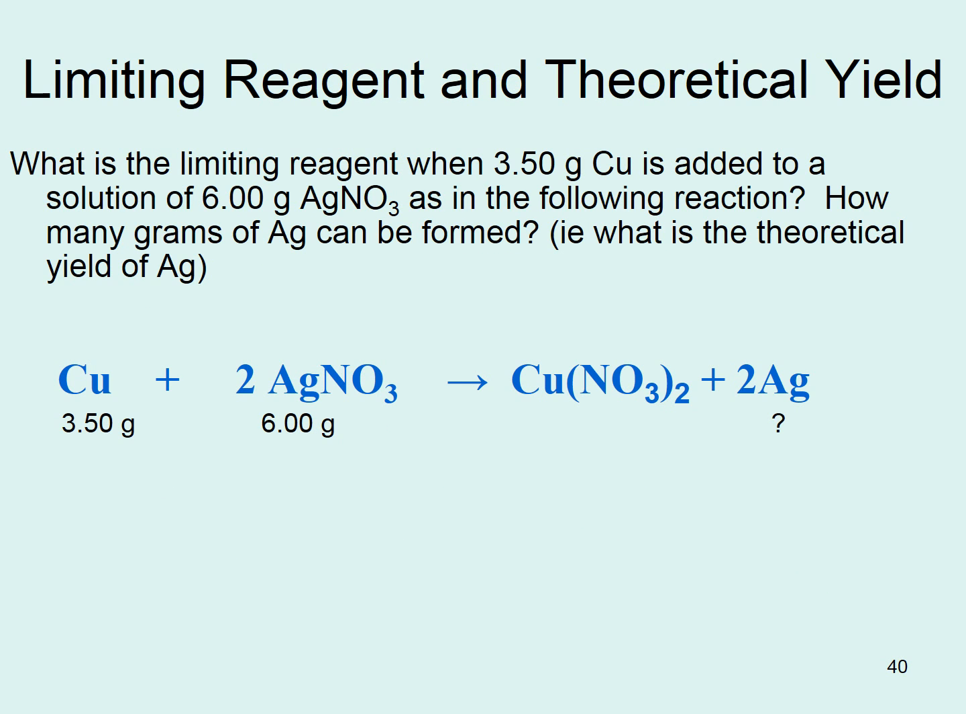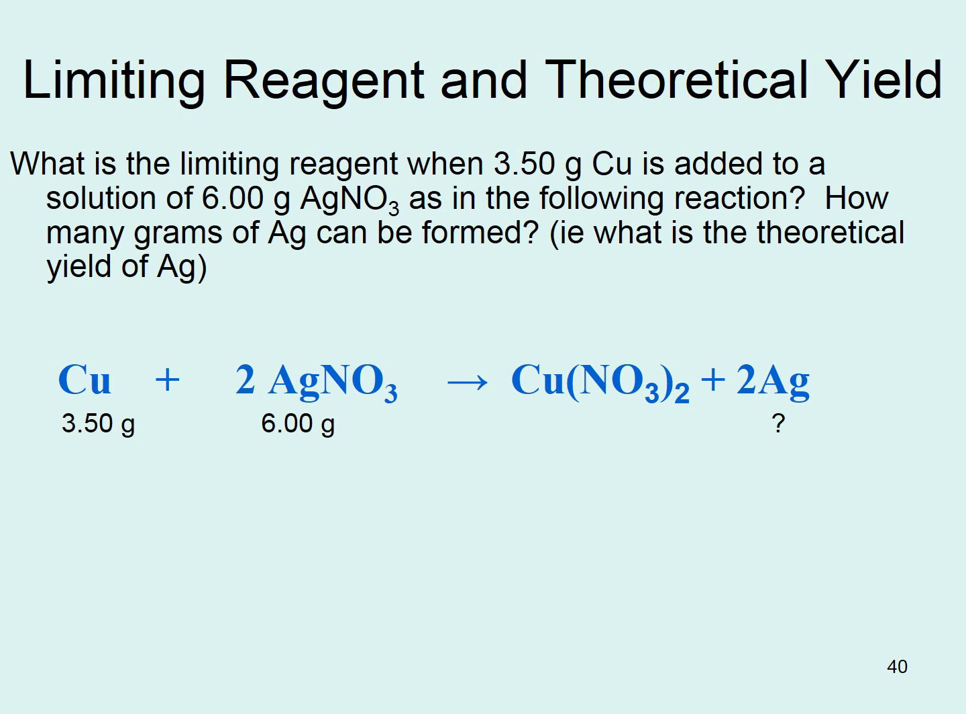All right, so what is the limiting reagent when 3.5 grams of copper is added to a solution of 6 grams of silver nitrate? So that's the first question. And then how many grams of silver can be formed? So in other words, what's the theoretical yield of silver? So you're going to be able to find both of these out doing this problem. So you can see here that I've sort of written what I know. I know that I have 3.5 grams of copper, I have 6 grams of silver nitrate, and I want to know what's my theoretical yield, how much silver can I produce in grams.